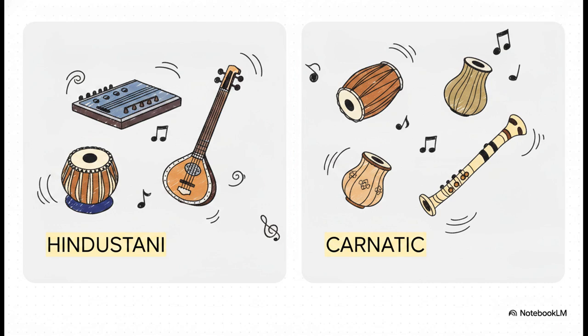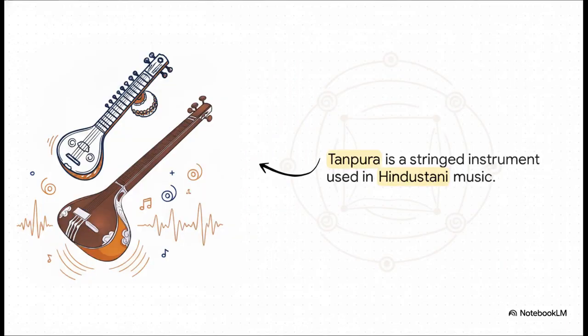And they actually use completely different traditional instruments to get their signature sounds. Hindustani music relies heavily on things like the tabla, sarod, and santoor, while Carnatic music features the mridangam, gatham, and nadaswaram. You know that rich, continuous humming sound you instantly recognize in North Indian music? Well, that comes from the stringed instruments.